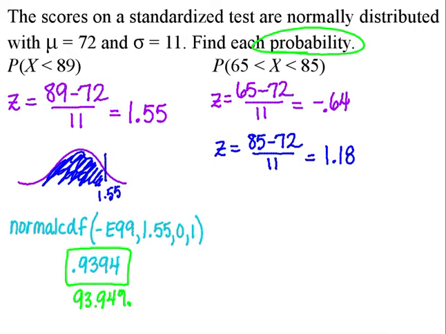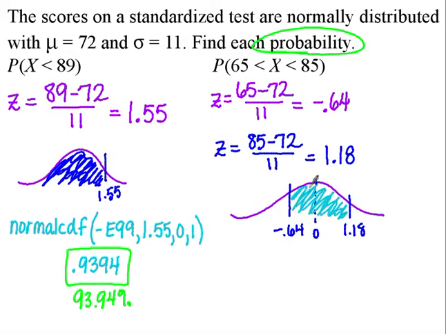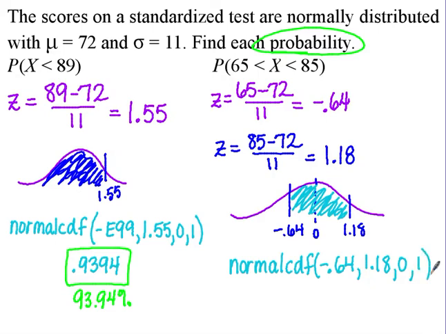If I think about my normal distribution then, what my graph is going to look like, I have two values here. I have a negative 0.64 and I have a 1.18. Now remember again, I'm writing those in reference to my mean of 0. And so what I'm wanting to find is this area in between here. So if I do my normal CDF function from yesterday, my leftmost point is my negative 0.64. My rightmost point is 1.18, and we always have to add in the 0 and the 1 for the mean and the standard deviation.